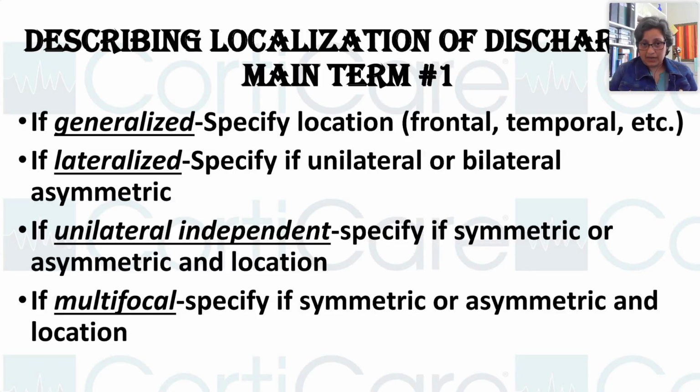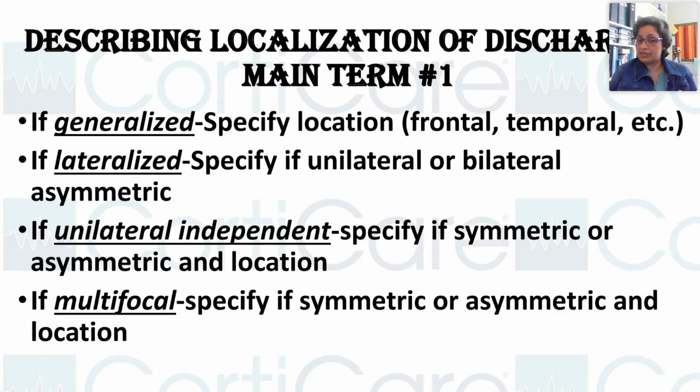Now, if that pattern is occurring on one side, it is unilateral. It's a lateralized pattern. Then there can be bilateral asymmetric, where most of the voltage that you are seeing is only on one side, only one hemisphere. Then we have unilateral independent. So all the 4 lobes are acting on their own, producing independent patterns only on one side of the brain, only in one hemisphere. So that pattern will be defined as unilateral independent.